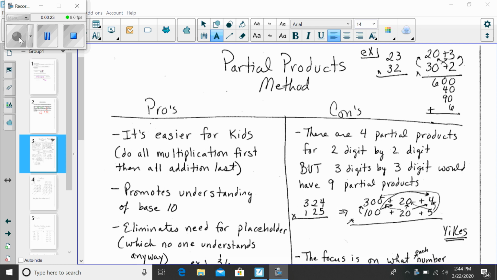So we want our methods to be efficient, right? We don't want to make it extra cumbersome for kids if we don't need to, but we want to help promote conceptual understanding as opposed to just getting answers right, which is procedural fluency. All right, so conceptual understanding means you know the reasons and the whys behind what you're doing.